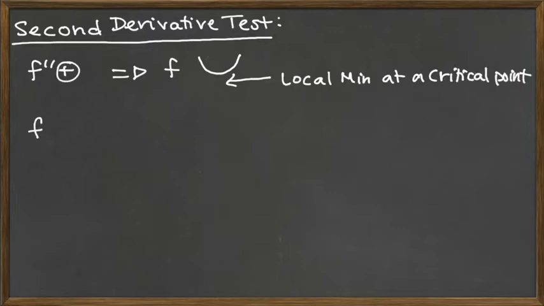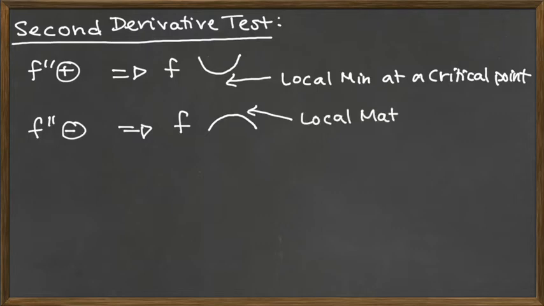And then likewise, if we have the second derivative being negative, that would mean the original function f is going to be concave down. Concave down looks like this, and we visualize a local max this time. But again, a max can only happen at a critical point, so we would have to be looking at a critical point to begin with.